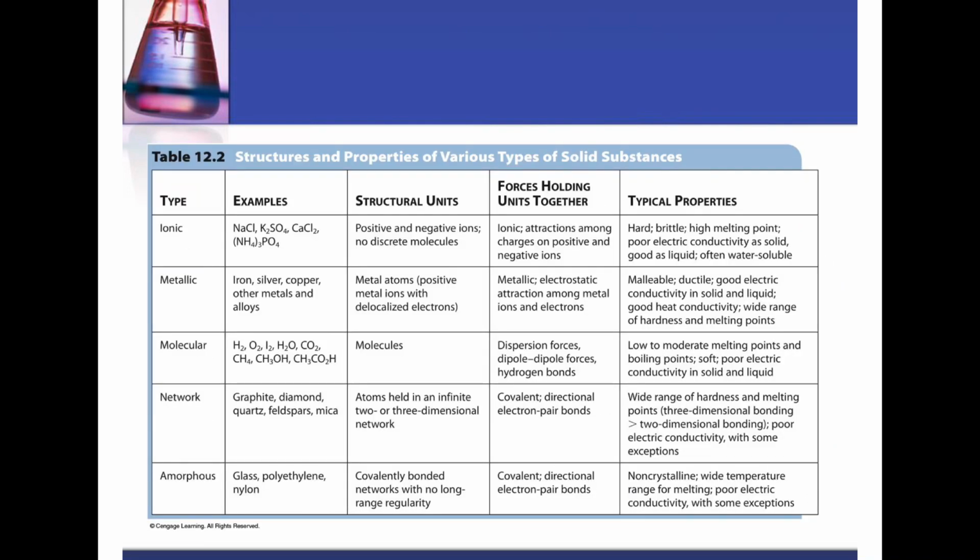So here we just have a summary slide that gives you the types of solids. It gives you some examples of each one of the solids. It tells you what the smallest unit is, whether it's ions or molecules. It talks to you about the types of forces that are holding the things together. So that's a little reminder that for ionic compounds, it's an ionic bond holding it together. For molecular, it's our intermolecular forces that are holding those molecules together. And on this side, it gives you the properties. And so I want to go through those a little bit, one at a time.